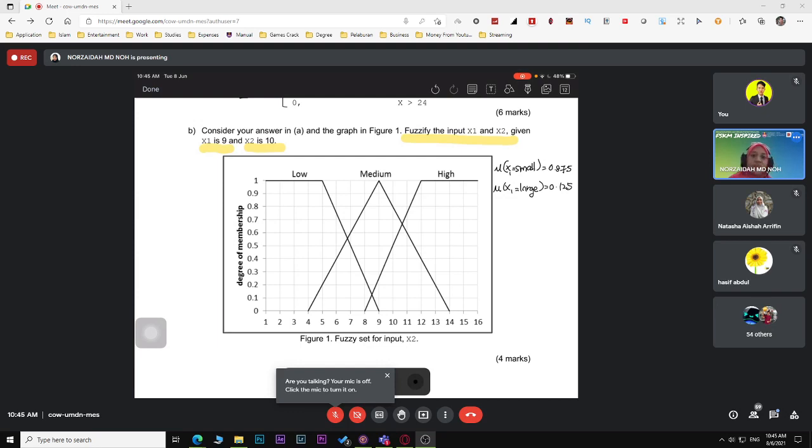Boleh. Okay, now dia nak cari pula falsify the value for x2. X2 is 10. So kalau kita tengok dalam graf ni, x2 is 10. Graf ni dah siap, so kita tak payah peningkan kepala kita. Okay. So X2 is 10 akan intersect dengan medium sebanyak 0.8. X2 is 10 intersect dengan high sebanyak 0.5. This is clear?